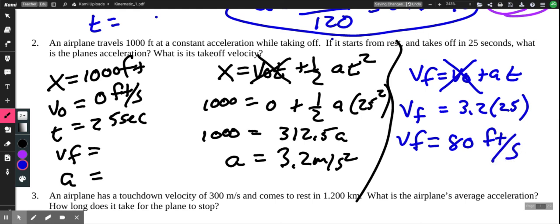It's very important that you always have units. I always recommend circling your answer.